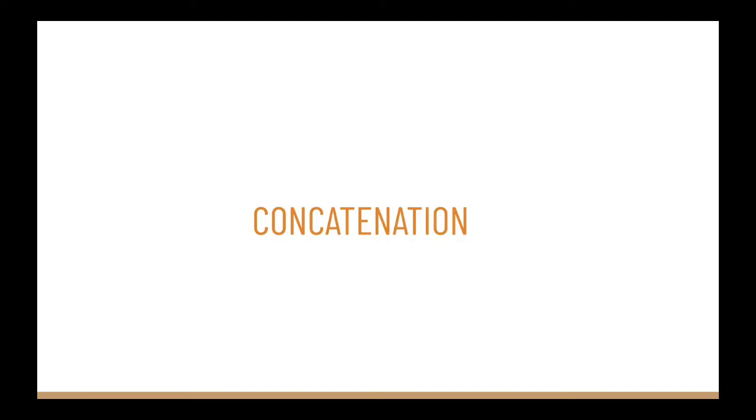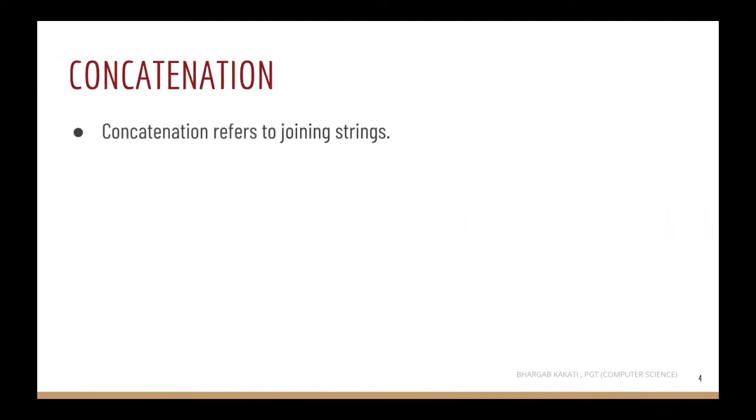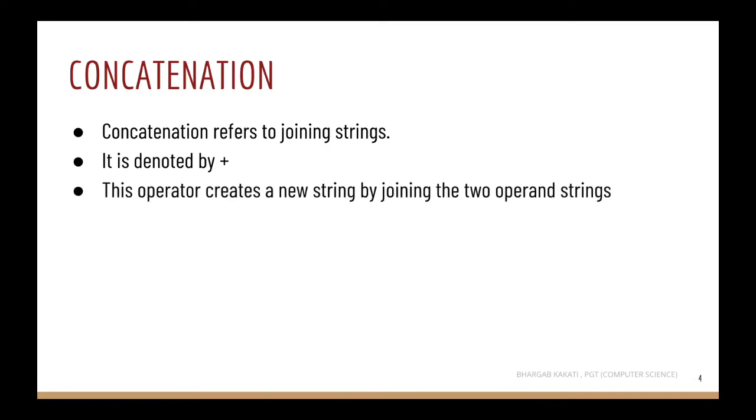So let us begin with the first type of operator in string, that is the concatenation operator. So what do we mean by concatenation? Concatenation refers to joining strings. If there are more than one string and we need to join those two strings, then it is known as concatenation. It is denoted by the plus symbol. This operator creates a new string by joining the two operand strings. So what it does, it joins the two strings and it will give you a new string as the result.